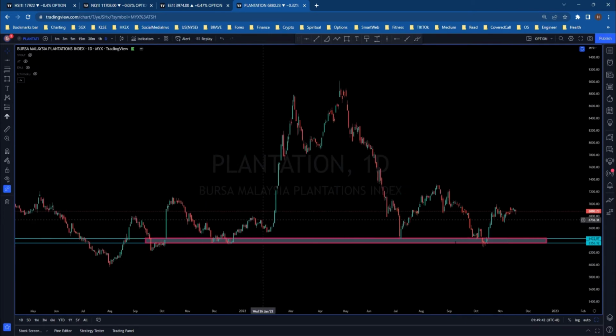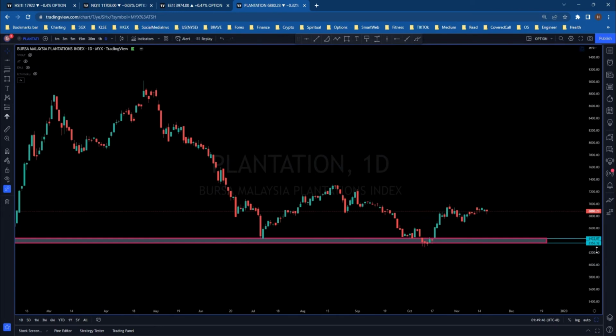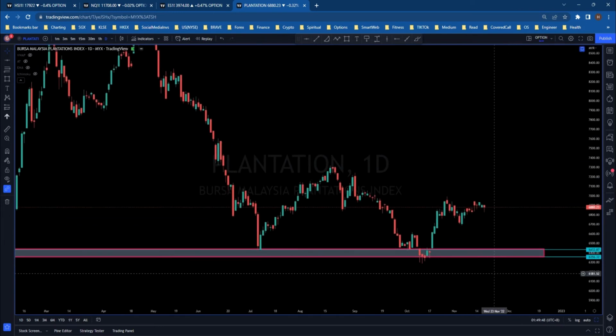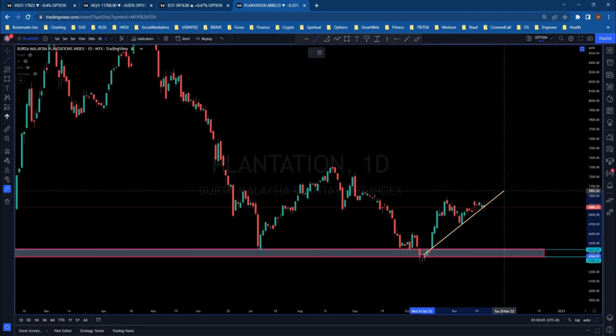Pretty much if it hits back here again, then I think you can give it a try to average down, or maybe you can start to invest something in the plantation sector. Then let's see if it creates a good trend line or not.